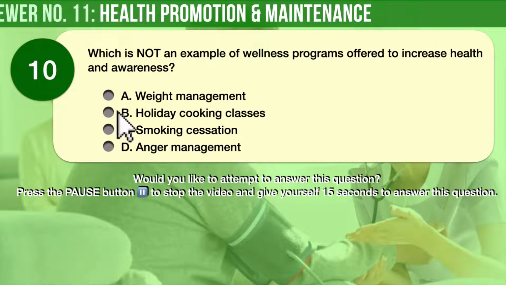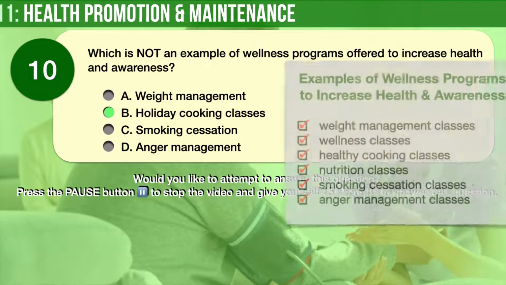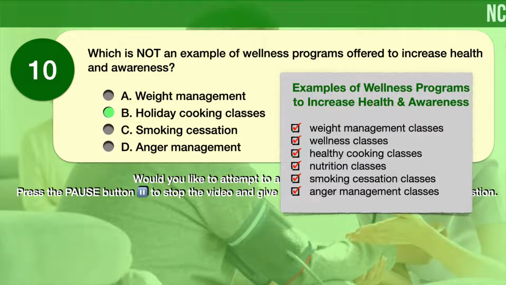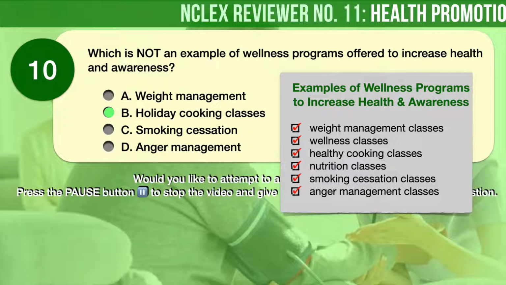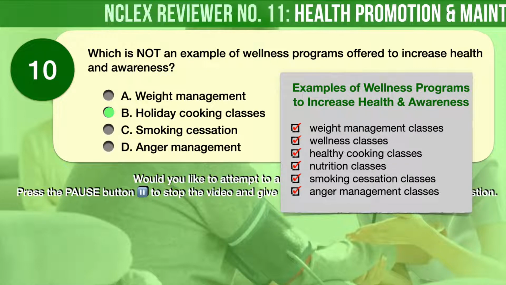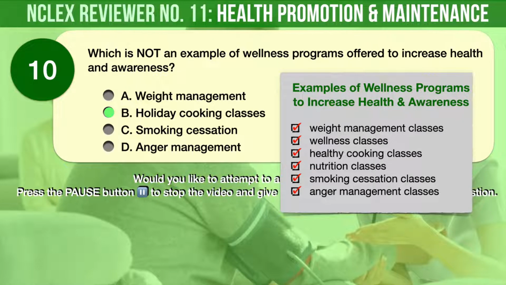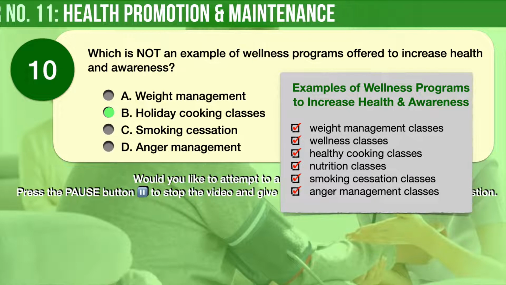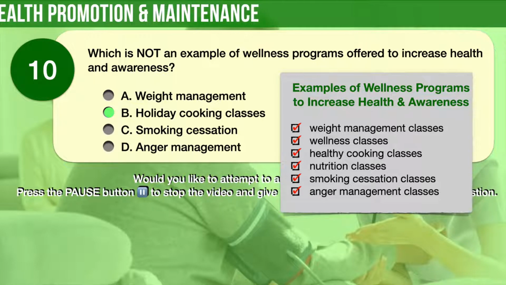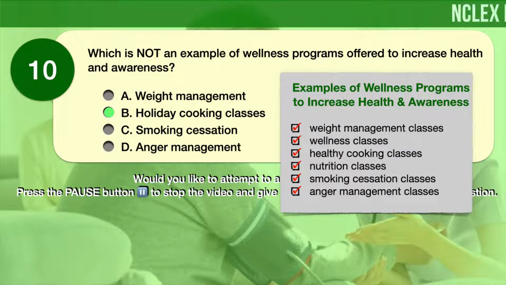The correct answer is B. Holiday cooking classes are not an example of wellness programs offered to increase health and awareness. On the other hand, weight management and wellness classes, healthy cooking and nutrition classes, and smoking cessation classes are all examples of programs offered to increase health and awareness. In addition, anger management is an example of a mental health class also offered to increase health and awareness.